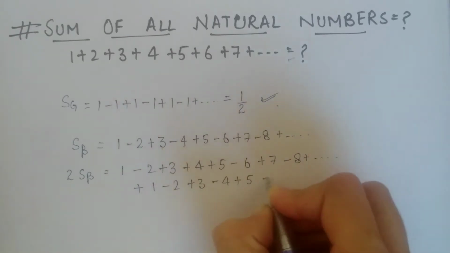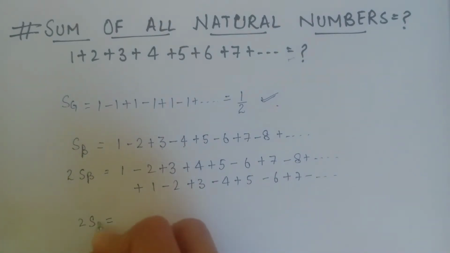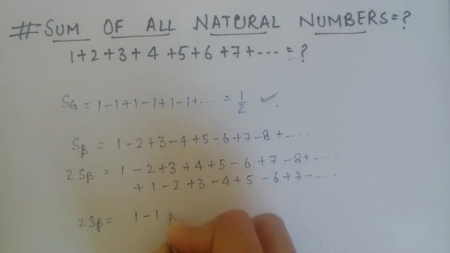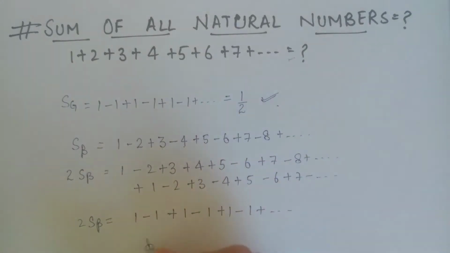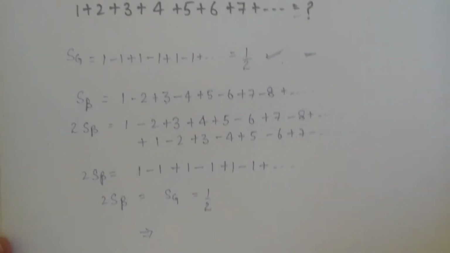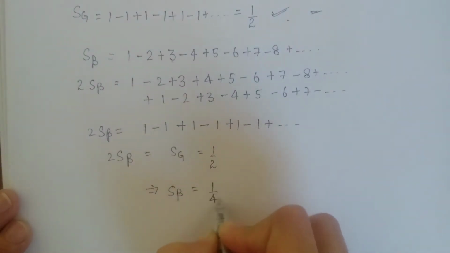So after solving the series, what I will get is something like this: 2 S beta equals 1. If I club the terms, meaning minus 2 plus 1 minus 3 plus 3 minus 2, I will get 1 minus 1 plus 1 minus 1, which is the Grandi's series, and of course the result is 1/2, right? So basically I am getting S beta, the series which I started with, 1 minus 2 plus 3 minus 4, equals 1/4.